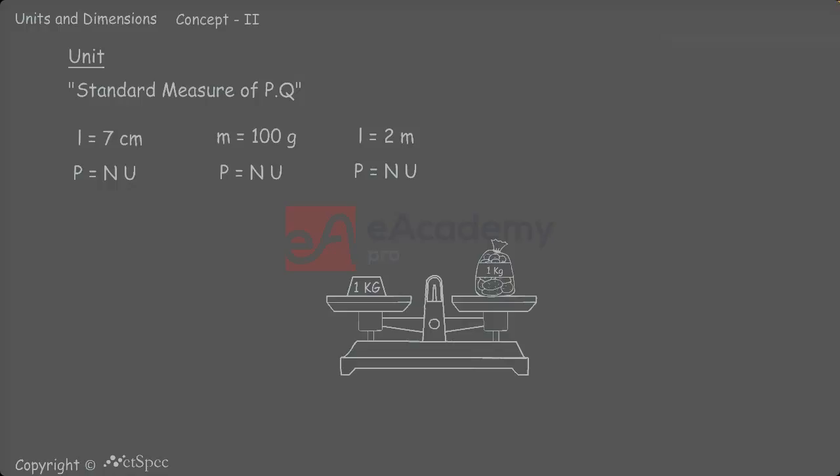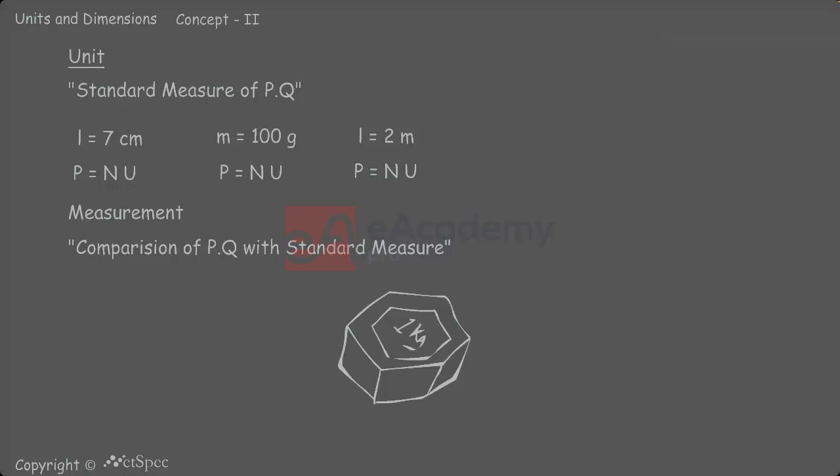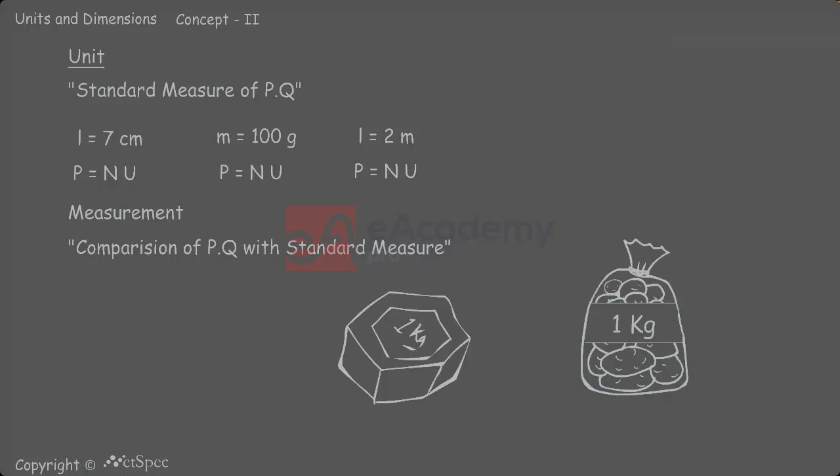This process is called measurement. Let's define what measurement is. Measurement is nothing but the activity of comparing a physical quantity with a standard measure. In our example, the standard measure is the 1 kilogram weight, and the process of measuring 1 kilogram potatoes using this weight is called measurement.